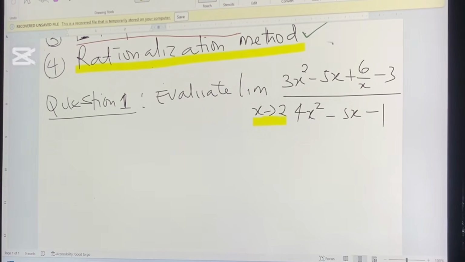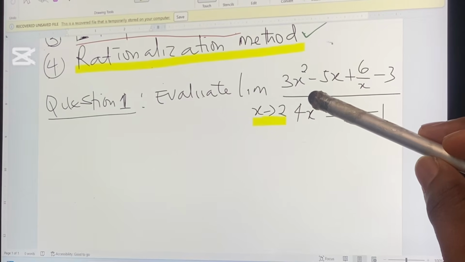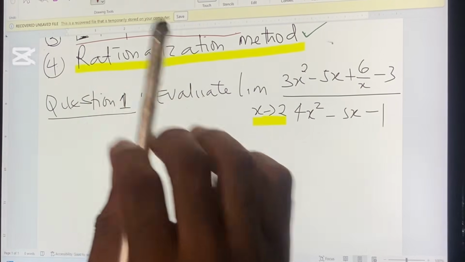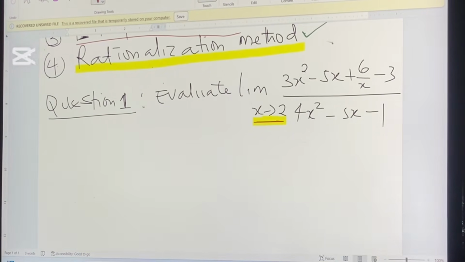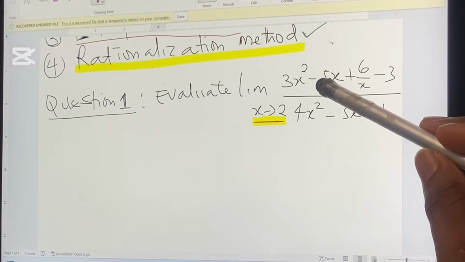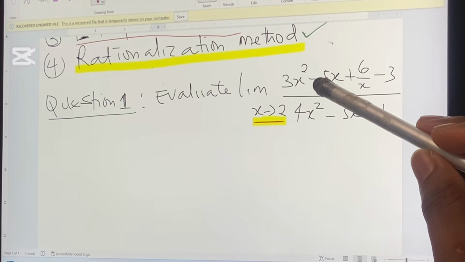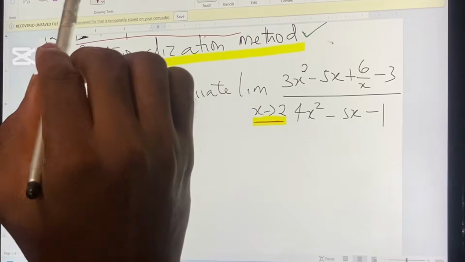Class, whenever you are given any question on limits, the first approach to use is the direct substitution method. Please take note. When we say s tends to 2, it means s is equal to 2. So anywhere I see s, I will replace s with 2. Please take note. So let's solve this question here, class.